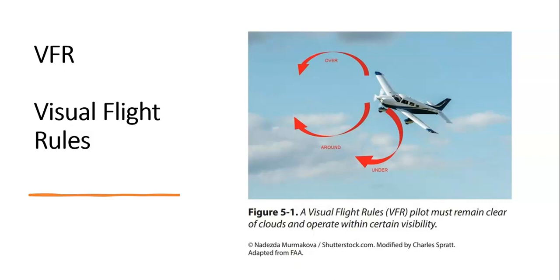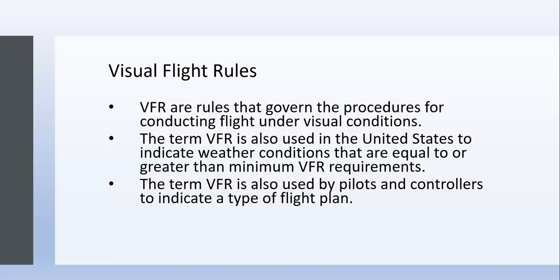Here's a term that you need to be familiar with. VFR stands for Visual Flight Rules. If you're operating under visual flight rules, the pilot must remain clear of clouds and also operate within a certain visibility, depending on the airspace. So VFR basically are rules that govern the procedures for flying under visual conditions. The term VFR is also used in the United States to indicate weather conditions equal to or greater than the minimum VFR requirements, and as I said, that varies by airspace. The term VFR is also used by pilots and controllers to indicate the type of flight plan.